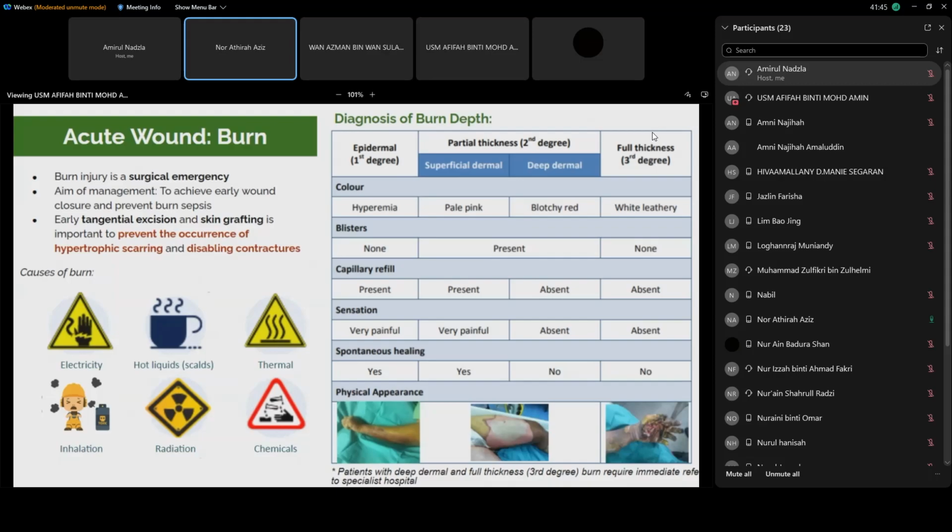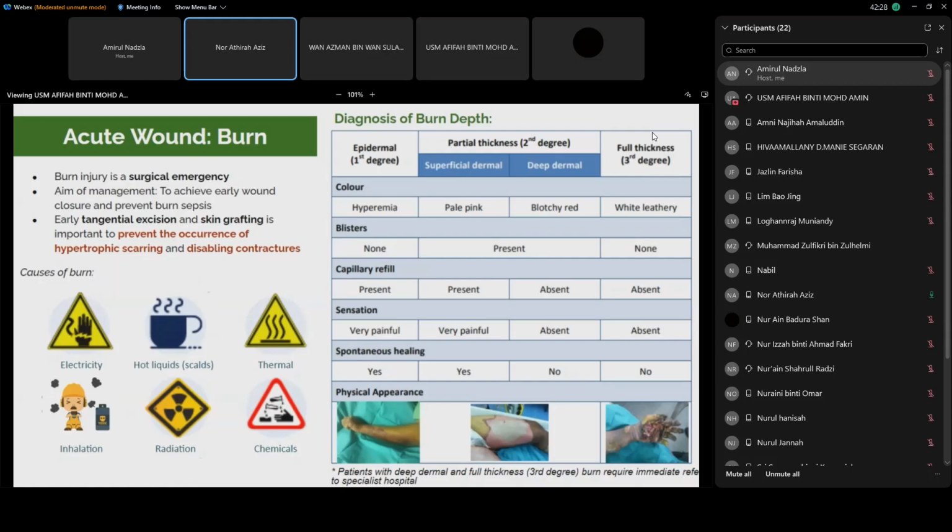For the diagnosis of burn depth, there are three: first degree, second degree, and third degree. For first degree, which is confined to the epidermal layer, the patient might come with a hyperemic wound with no presence of blister, and the capillary refill time is usually less than 2 seconds. The patient might feel very painful over the affected area because in first degree burn, the nerve endings are fully exposed to the stimuli, as the epidermal covering is absent.